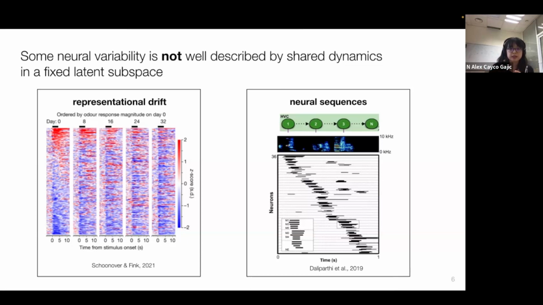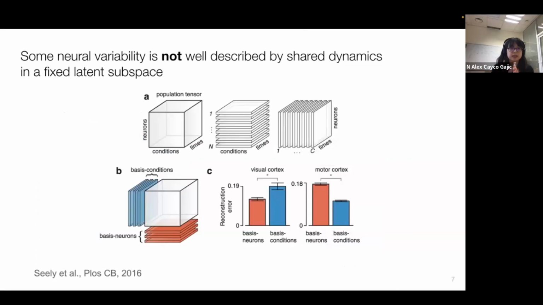And to try to capture these types of variability, we need to start looking at a different way to think about the data tensor. So there's a paper from 2016 that already noted this fact. And what they saw is that if you take the data tensor and you unfold it into a matrix, you can unfold it in different ways. So you can concatenate trials, or you can concatenate neurons in order to turn this three-dimensional tensor into a two-dimensional matrix. And different regions are actually better described by different unfoldings of the tensor and then applying PCA on them.